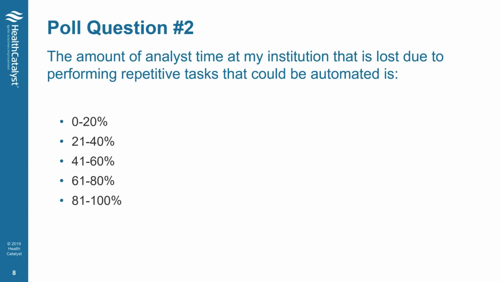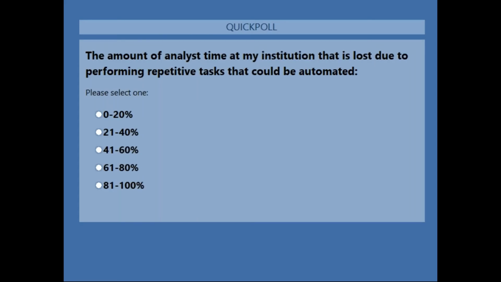I'm going to ask another poll question. The amount of analyst time at my institution that is lost due to performing repetitive tasks that could be automated. And your options are 0 to 20%, 21 to 40%, 41 to 60%, 61 to 80%, and 81 to 100%. We'll give you just a moment to respond there. That's one you got to think about a little bit.